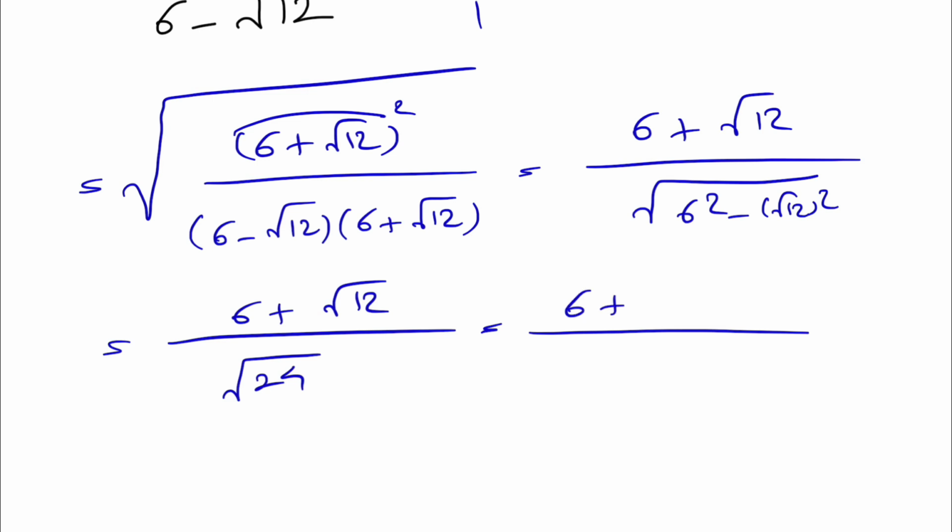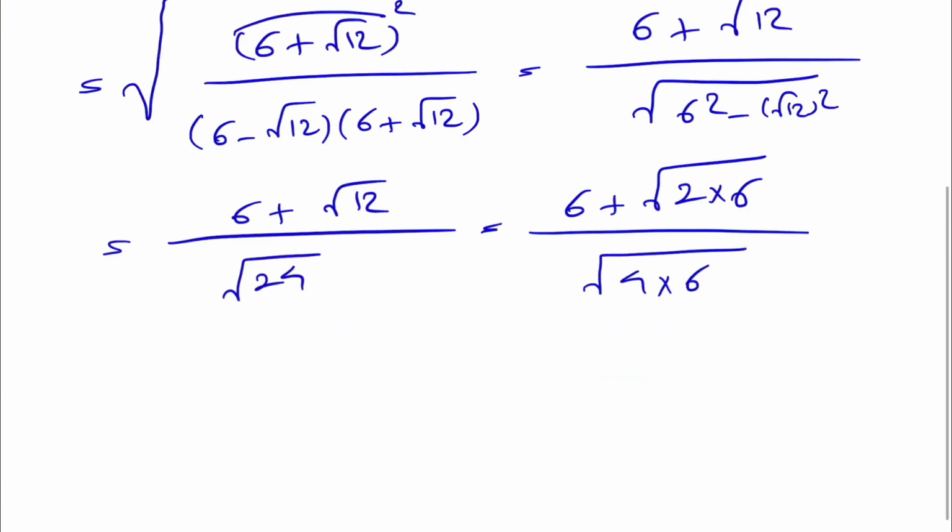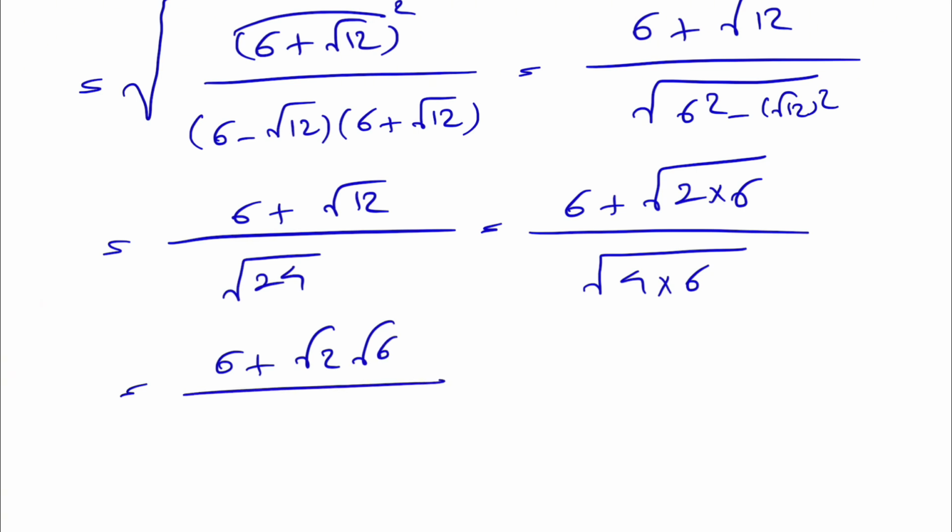So we have 6 plus, instead of 12, we can do 2 times 6. And here in the denominator, for 24, we can do 4 times 6. And if we do that, we'll get 6 plus the square root of 2 times the square root of 6. Since when we have the square root of ab, this will be equal to the square root of a times the square root of b, we're going to use that one, and the 4 can get out of the square root, so we'll have 2 times the square root of 6.